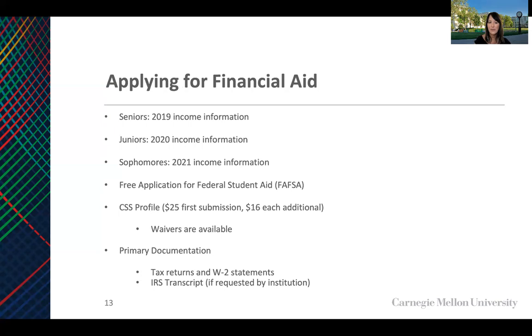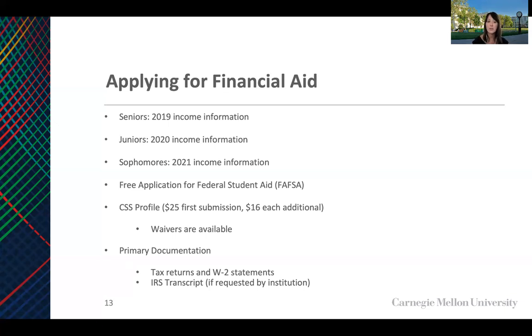For the CSS Profile, we charge $25 for the first submission, and then if you file at other universities, it would be $16 for each additional university that you're filing. There are waivers available, so if the cost is a concern for you, please reach out to the financial aid office of the university you're applying to and ask about a waiver.